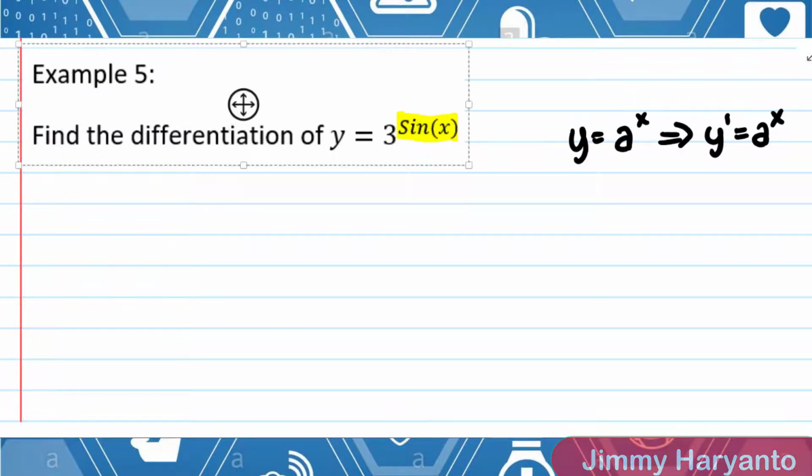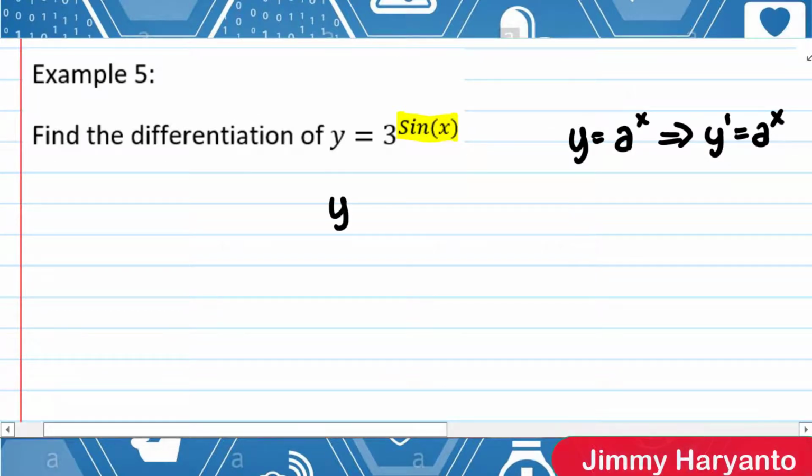That means sine x is the inner function. Usually the function is y equals to 3 to the power of x, right? But now it's 3 to the power of sine x. That means we have an inner function. The inner function is sine x. Okay, let's differentiate the outer one first. The outer one is this one, 3 to the power of sine x.